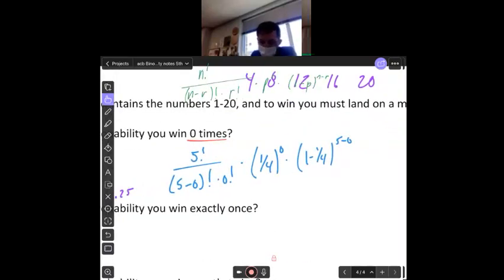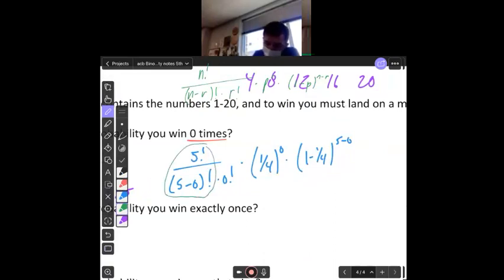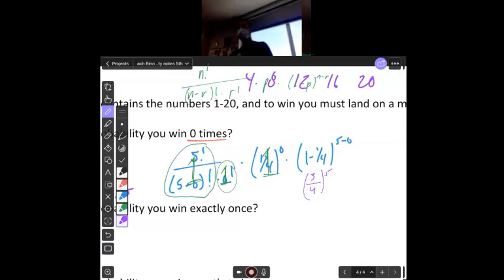So when you look at this part of it here, 5 factorial divided by 5 factorial, that's just 1. 0 factorial is also 1. And 1/4 to the 0 power is also 1. So the only thing that we actually have to type into our calculator is what 3/4 to the 5th power is. That should give you the same answer as all the typing that you did. Okay? So what's 3/4 to the 5th power?